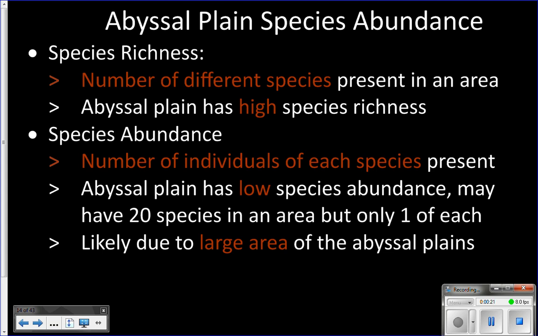So, species richness is the number of different species that's present in an area. So in this classroom, we've got juniors and seniors. And so, let's say we have a species richness of 2, right? We have 2 different species, juniors and seniors. Species abundance is the number of each of the kinds of species.